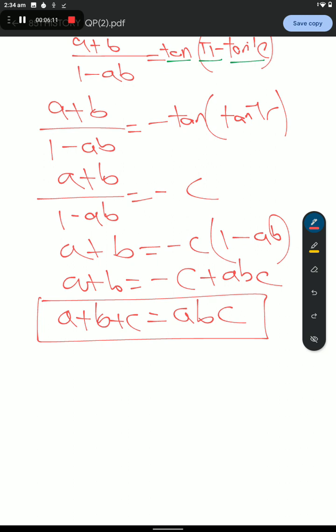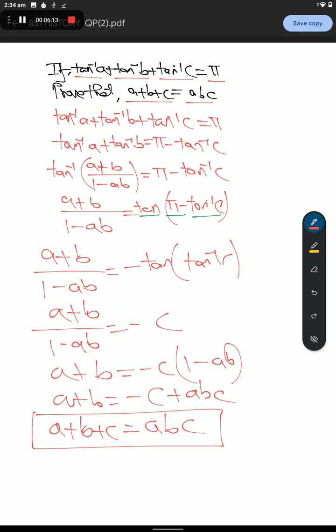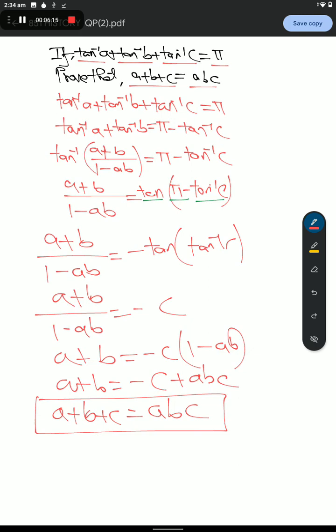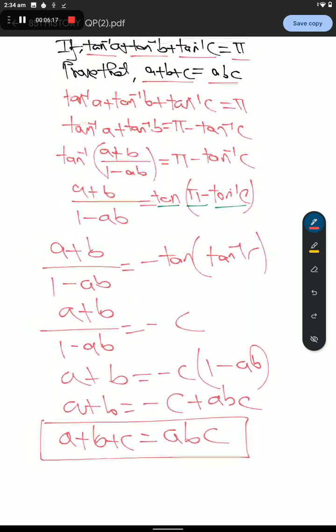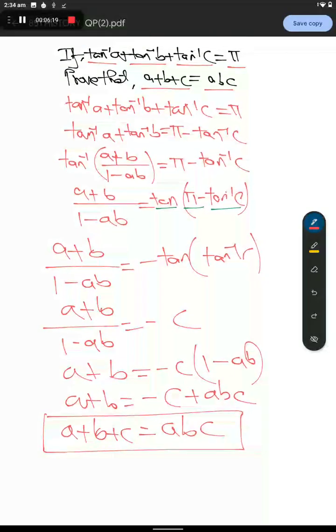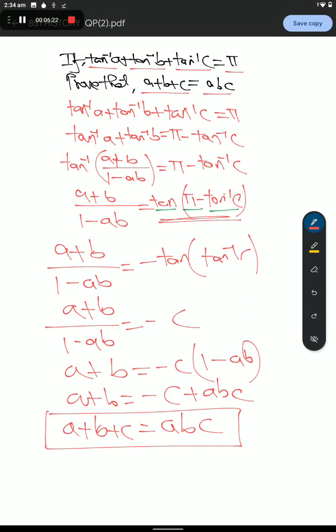And that's it. Although it looks simple, and it is simple, it requires a bit of knowledge from inverse trigonometry, for example how to convert this angle, and the formula. Remember this formula.